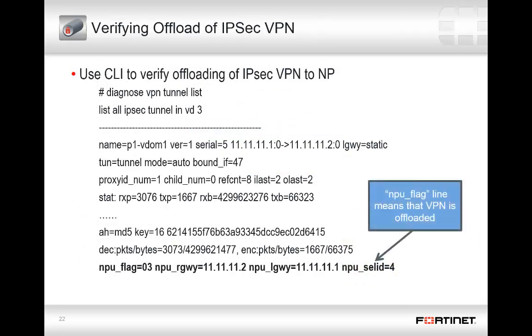To verify that IPsec traffic is being offloaded, use the CLI command diag vpn tunnel list. This shows the status and statistics for each VPN tunnel. If it contains a line with npu flag, the tunnel is being offloaded.